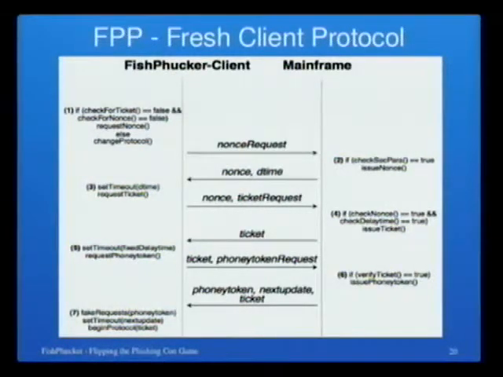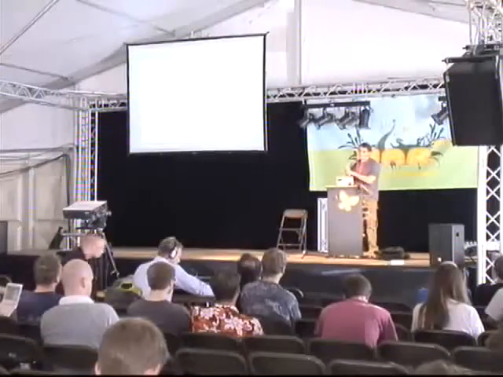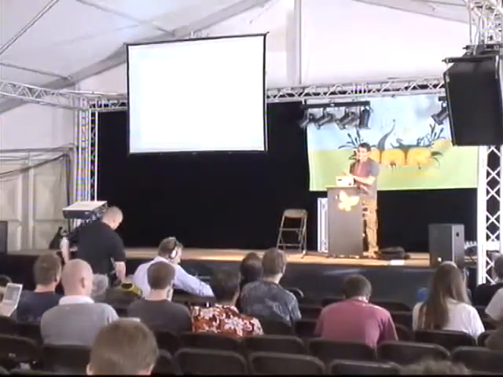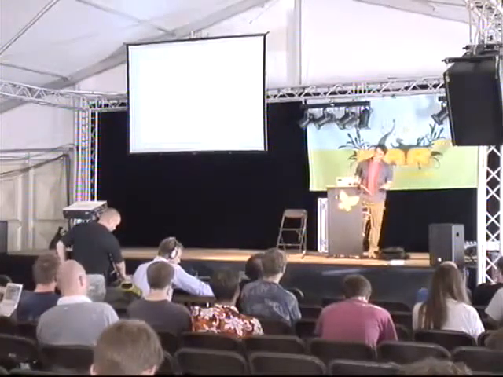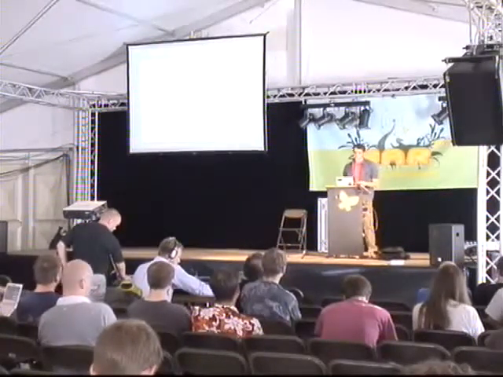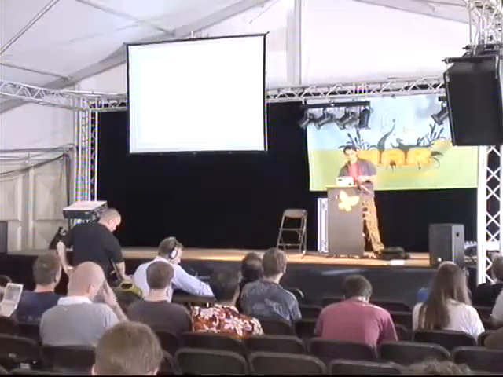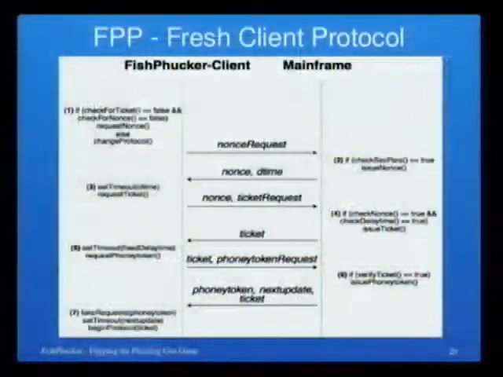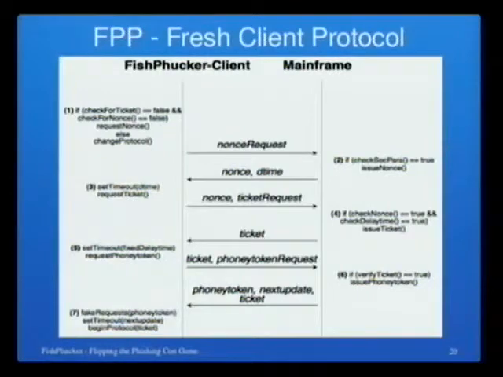checks, okay, is the nonce correct or is it valid, and is the delay time over? After that, I issue the ticket. Sends back the ticket to the extension. The extension says okay, I wait a fixed delay time, and after that, I use the ticket in order to request the real phony token data set.